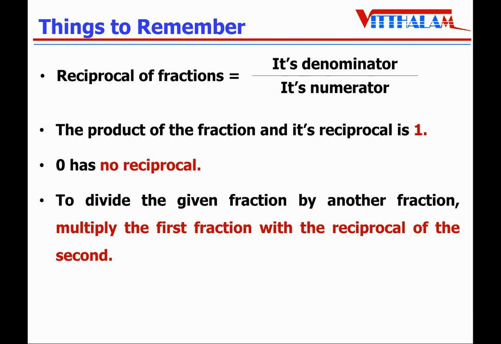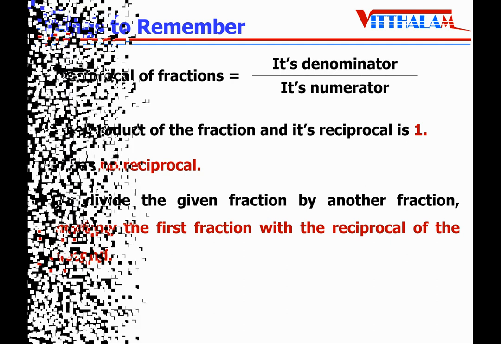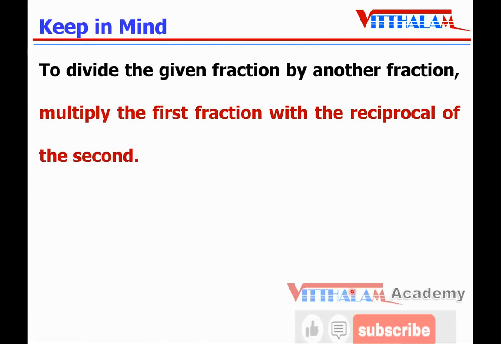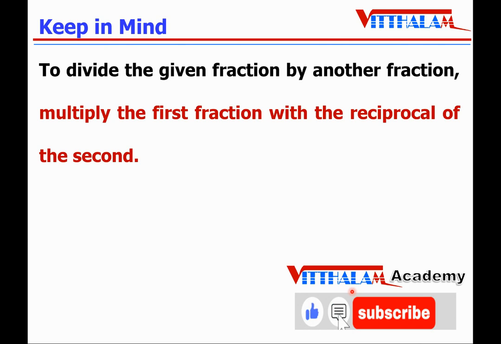And to divide the given fraction by another fraction, the process is to multiply the dividend, the first fraction, with the reciprocal of the second, the reciprocal of the divisor. Whether it's a whole number, a fraction, or a mixed fraction, whatever it may be. So these are the things which we have to remember. And the one thing which you should always keep in mind, never forget, is how we do the division. To divide fractions, we will multiply the first fraction with the reciprocal of the second. We'll multiply the dividend by the reciprocal of the divisor. This you should never ever forget.